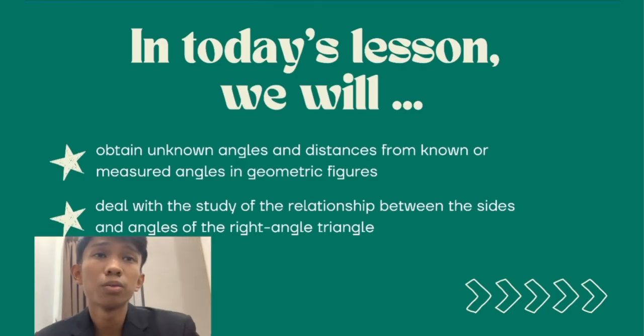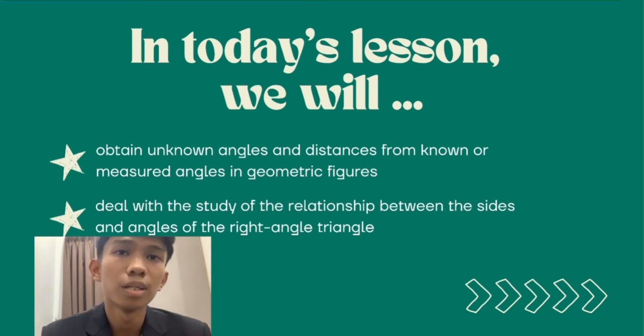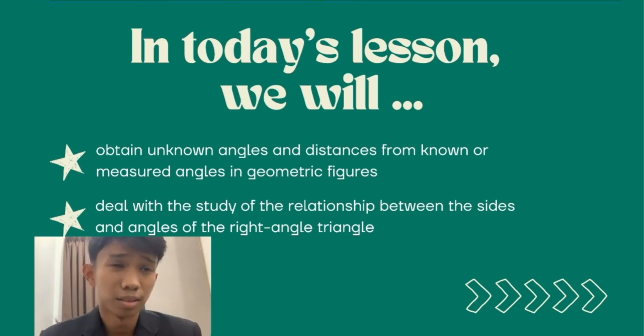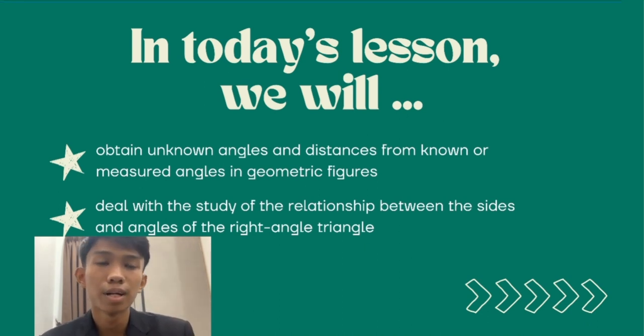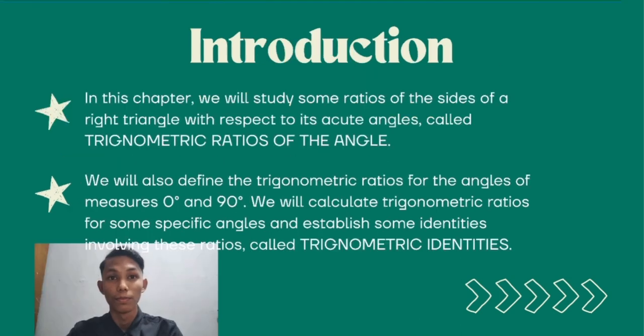Okay guys, in today's lesson, we will obtain unknown angles and distances from known or measured angles in geometric figures. Trigonometry deals with the study of the relationship between the sides and angles of the right angle triangle. In this chapter, we will study some ratios of the sides of a right triangle with respect to its acute angle, called trigonometric ratios of the angle.